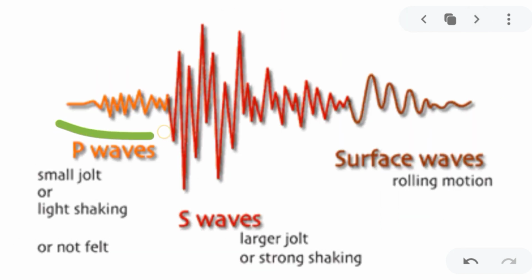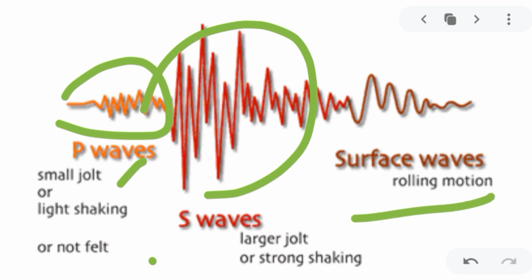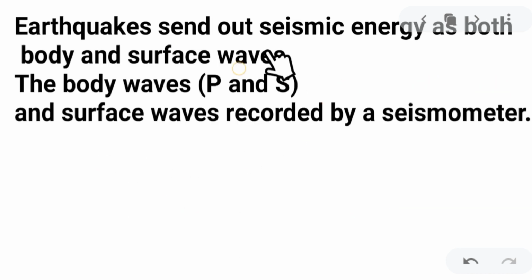Ito yung P waves, small jolt or light shaking or not felt. Then S waves, larger jolt or strong shaking. Tapos yung surface waves, nagkakaroon ng rolling. So, we have here earthquakes send out seismic energy as both body and surface waves. The body waves, P and S, and surface waves recorded by a seismometer.